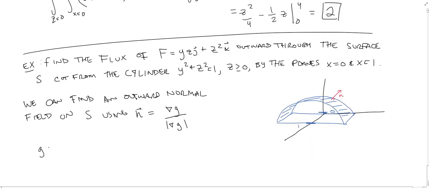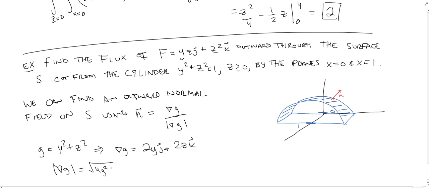Okay, so if g is y squared plus z squared, then the gradient of g is just going to be 2yj plus 2zk. And then the magnitude of this is going to be the square root of 4y squared plus 4z squared. And so n is going to look like 2yj plus 2zk over 2 square root 1, which is just yj plus zk.